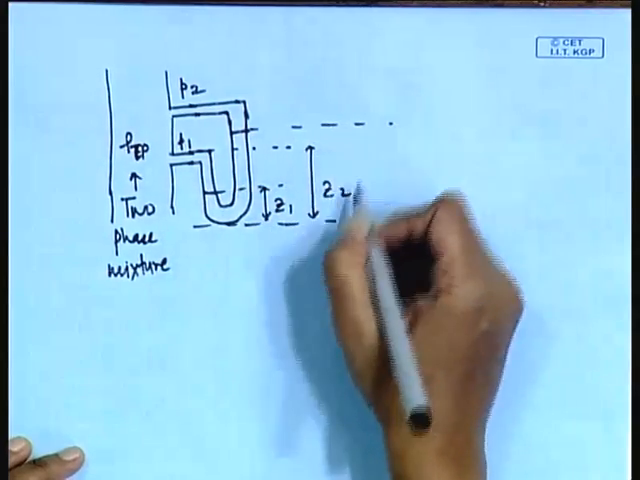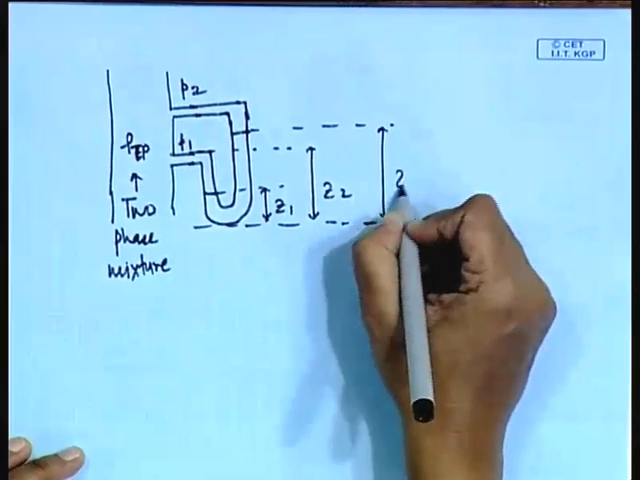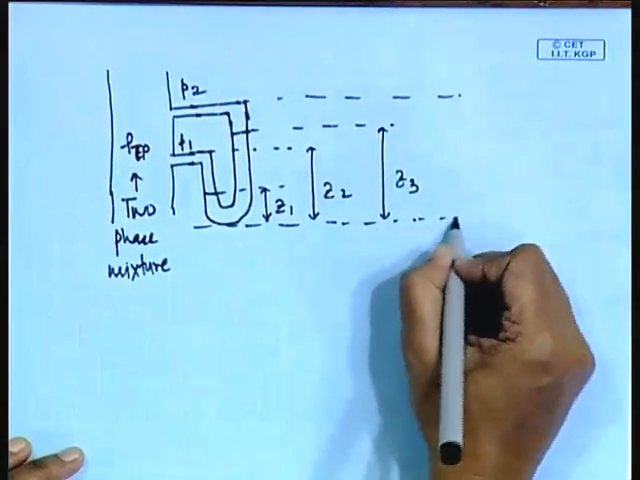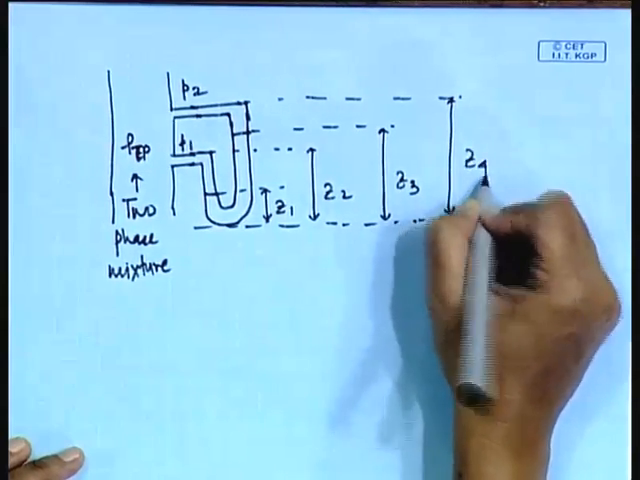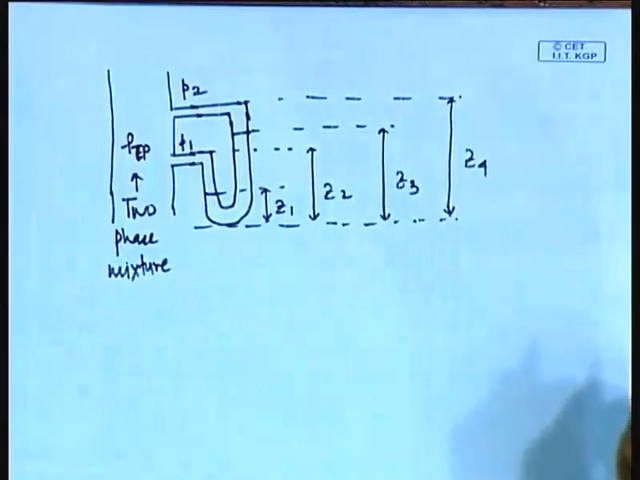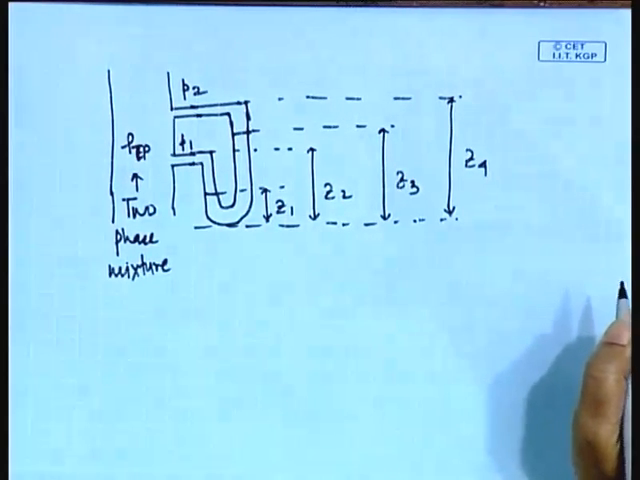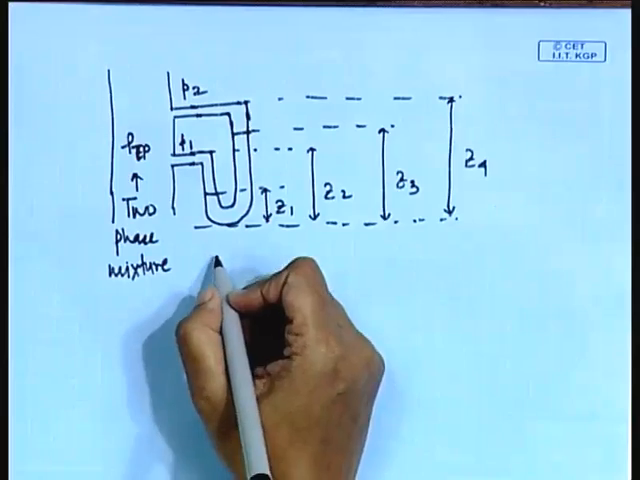this will be say Z3 and this is going to be Z4 say. Okay. Now, in this particular case, how to find out P1 minus P2? How do you think that we can find out P1 minus P2 in this particular case?